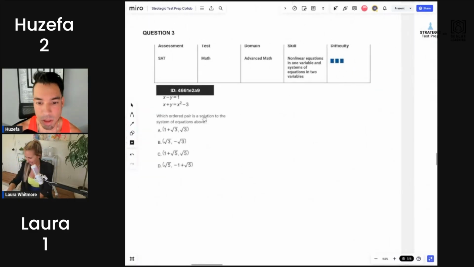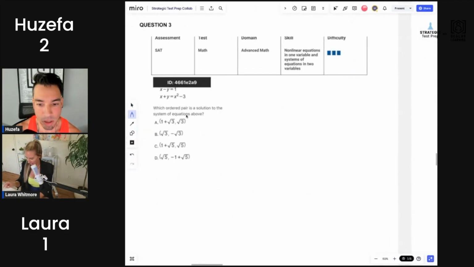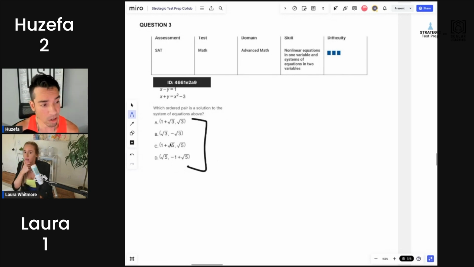Question number 3. All right, which ordered pair is the solution to the system of equations above? I'll tell you a few things. I may just do this in Desmos just because the last time I went so long. But the problem with Desmos here is we have radicals, and Desmos is going to spit out decimals. So you can still do it in Desmos.